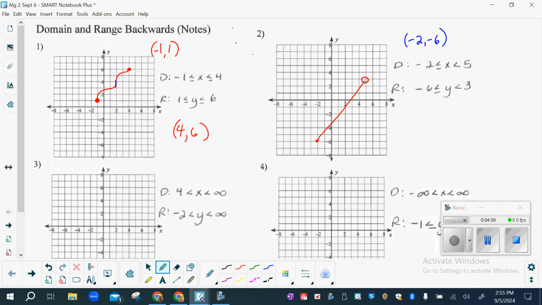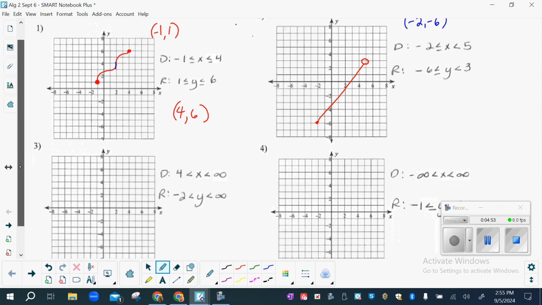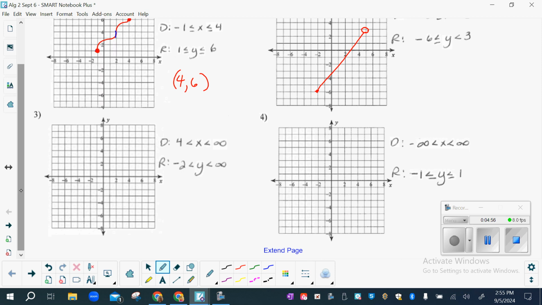Okay, next one, number 3. Where might I start on number 3? 4, -2. Good. Open or closed circle at 4, -2? Open, because both of these don't include the 4 or the -2. So 4, -2, open circle. And then I need to go in a positive direction for my domain, for infinity. And then I need to go in a positive direction for my range. So where does my arrow need to go? Up to the right.